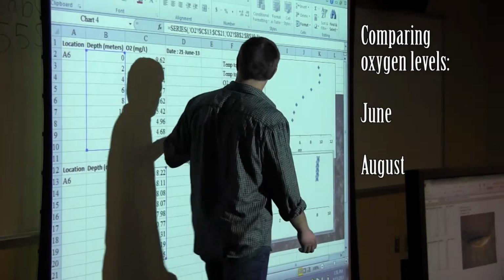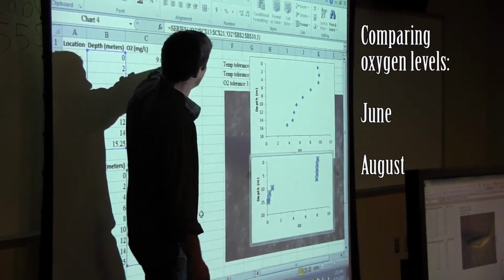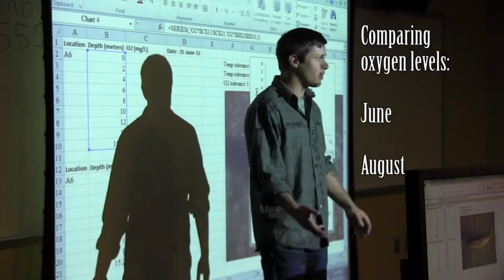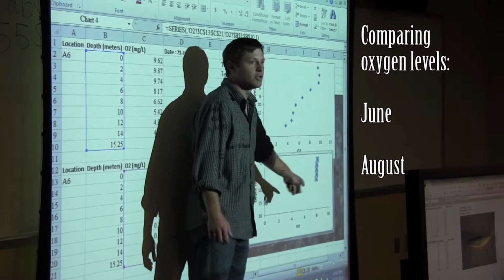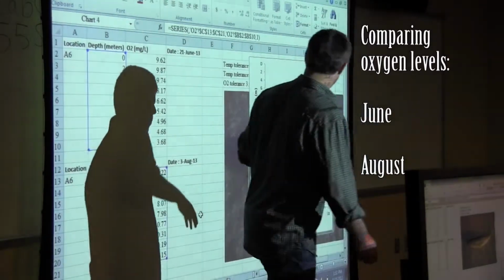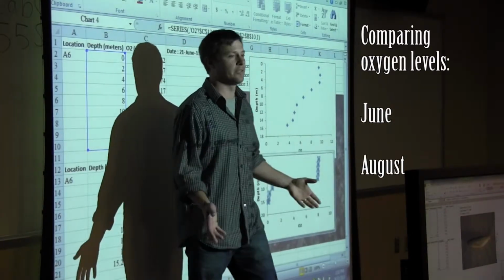Is it harder for them in August, when it looks like this, or is it harder for them in June when the figure is like this? August, right? It's much worse in August because the whole bottom half of the lake has less than 2 milligrams per liter of oxygen. So basically, once you get below 6, 7, 8 meters, the fish can't even utilize that habitat.